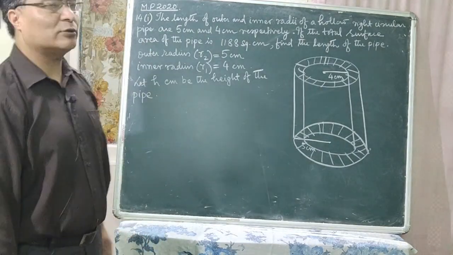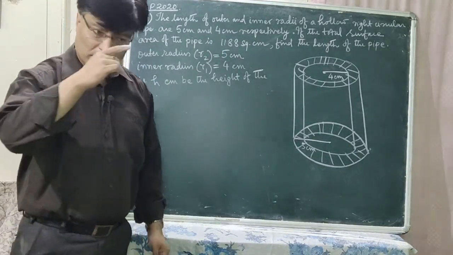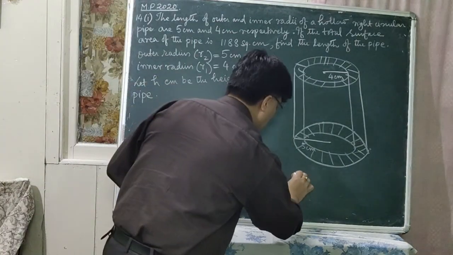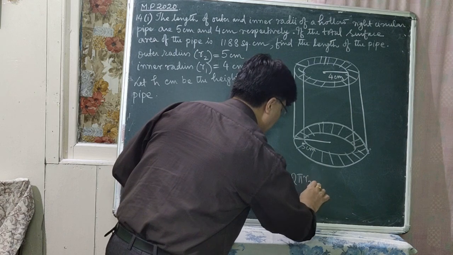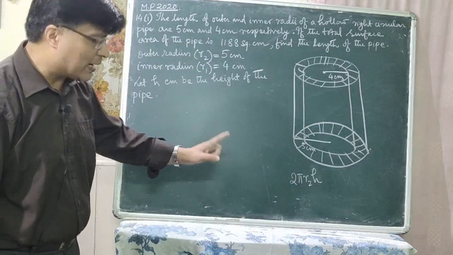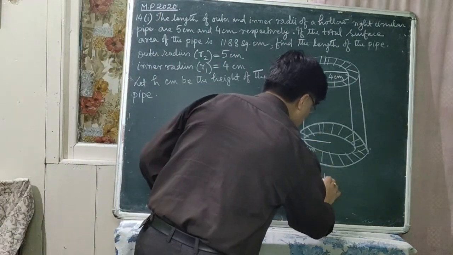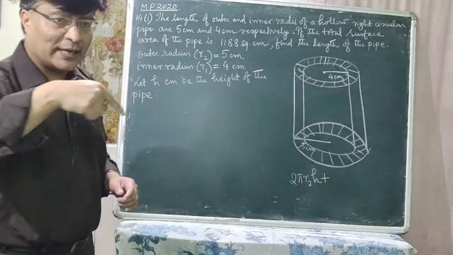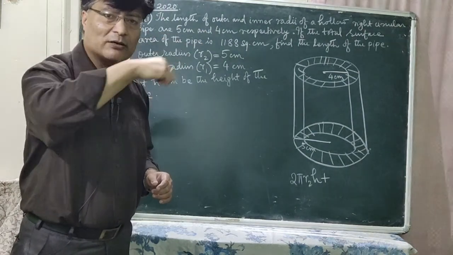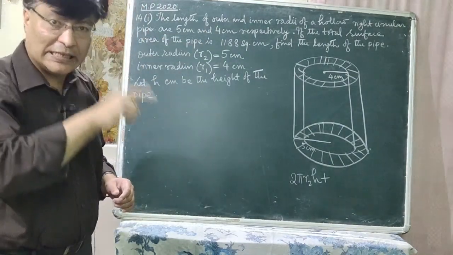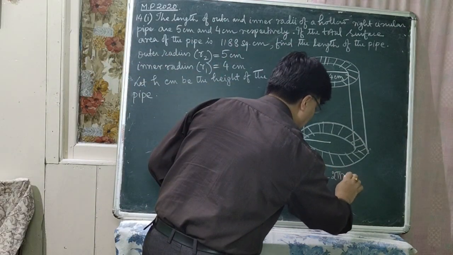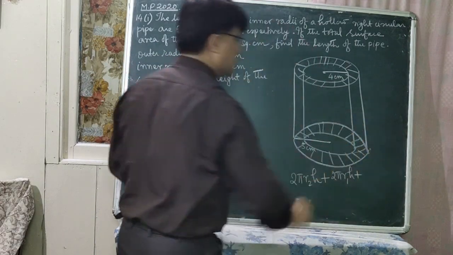So how can you get the total surface area of the pipe? First, what is the formula for the outer curved surface area? Outer curved surface area formula is 2 pi R2 h. Is that clear? It is 2 pi R2 h plus what is the area of the inner curved surface area? Inner curved surface area of the pipe will be 2 pi R1 h plus.